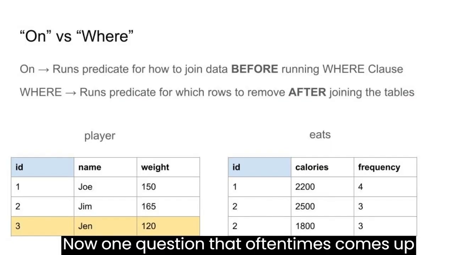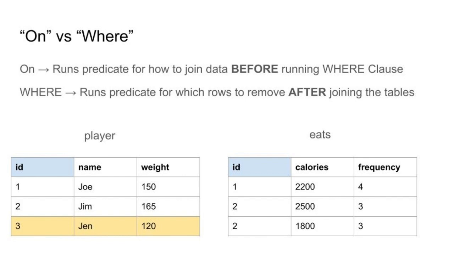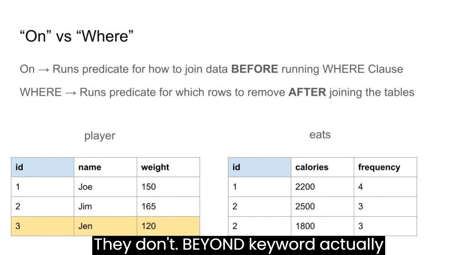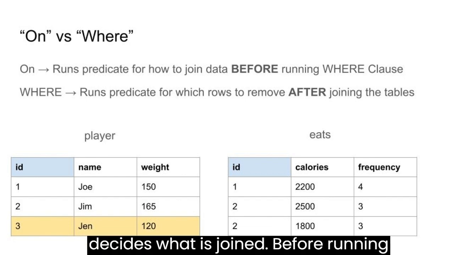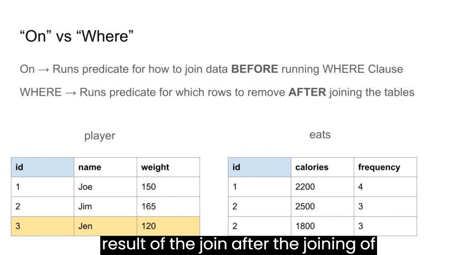Now, one question that oftentimes comes up is if where and on do the same thing. They don't. The on keyword actually decides what is joined before running where. The where clause filters the result of the join after the joining of the tables.